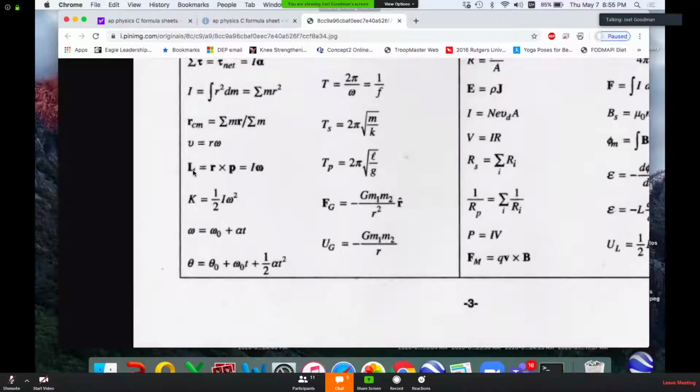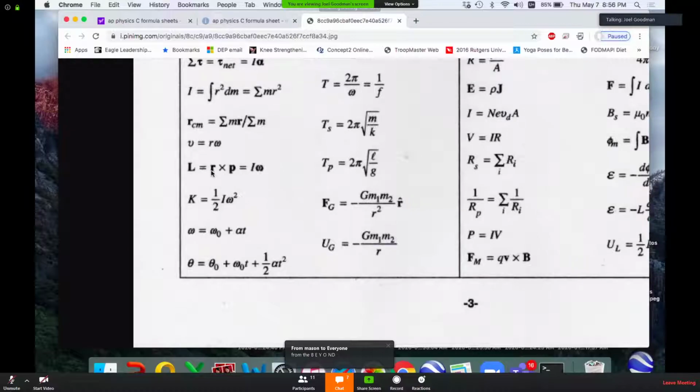What in the world is this? What's this capital L? Angular momentum. Very good, angular momentum. This can be thought of as r cross p. What's p? Just regular momentum. Yeah, it's linear momentum. Thank you, Mason. It is the momentum.